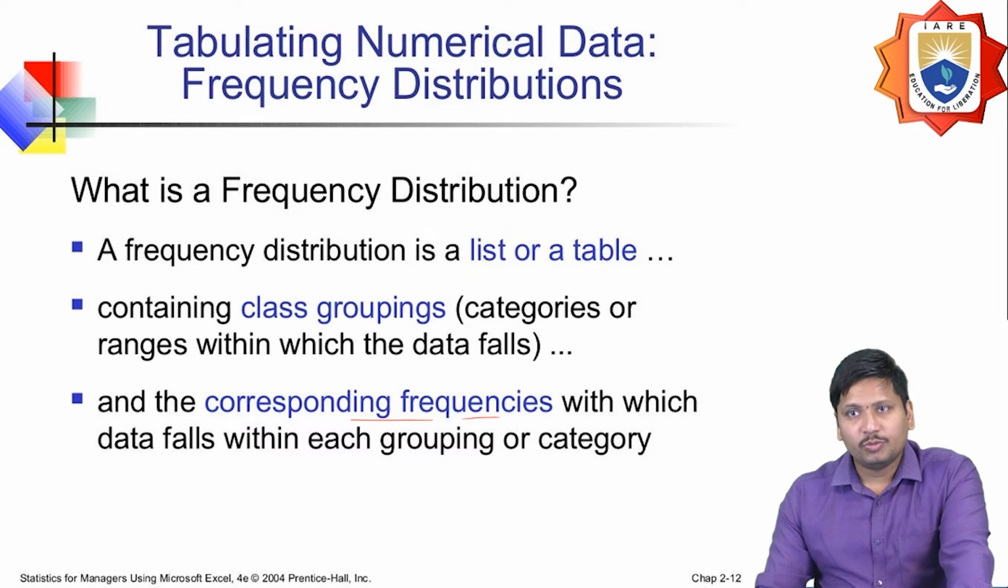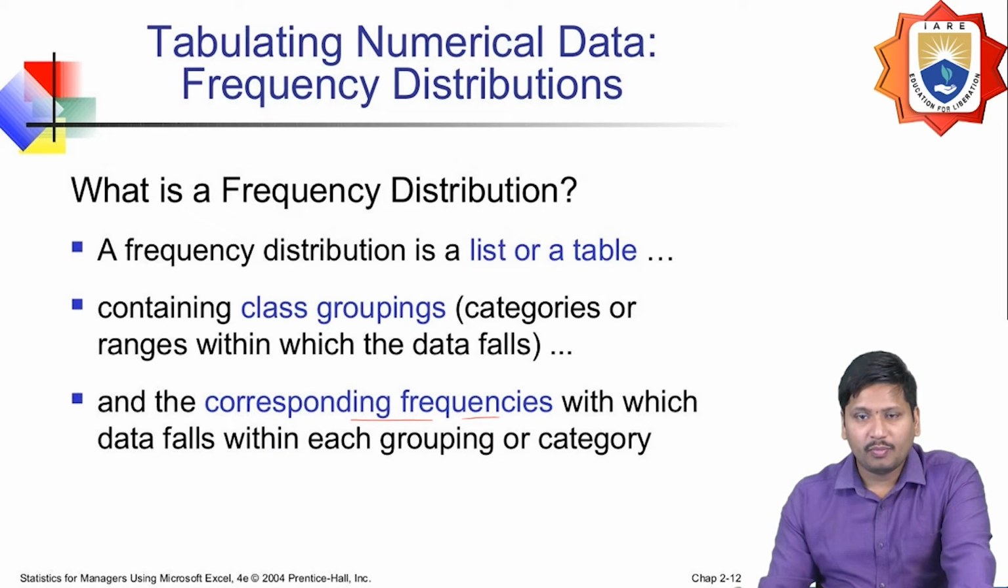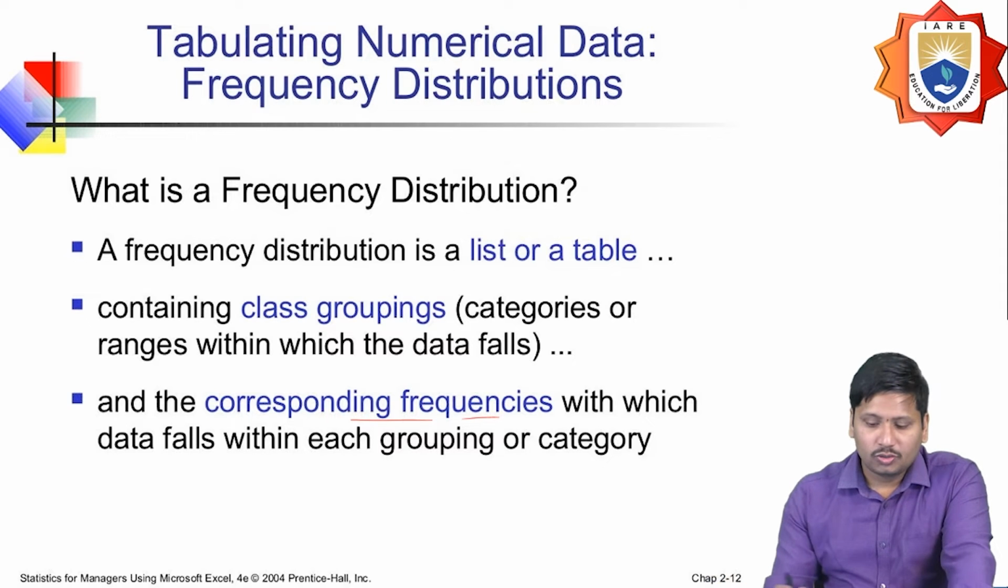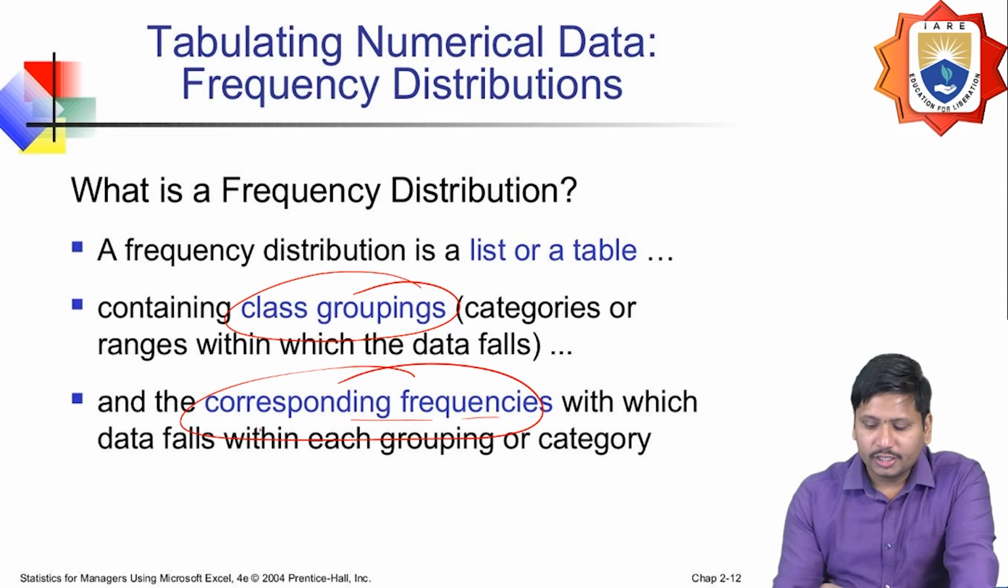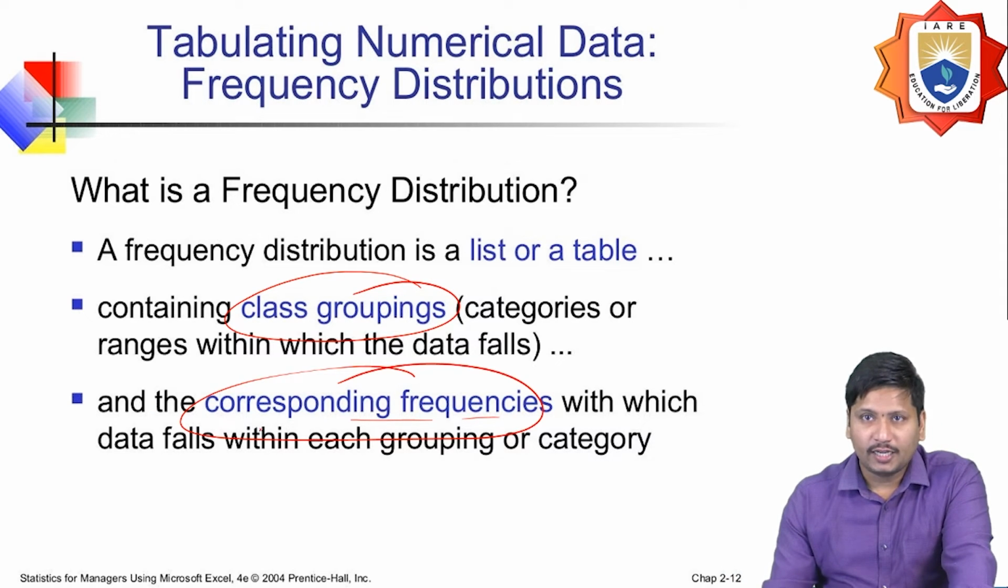The frequency distribution is a list or a table which should contain the class groupings, where the data should fall within the range, and the corresponding frequencies of each category have to be found out.